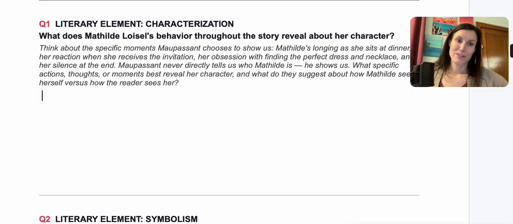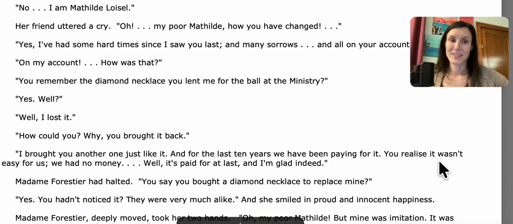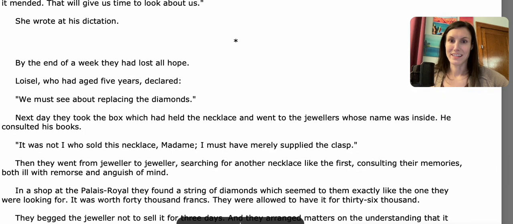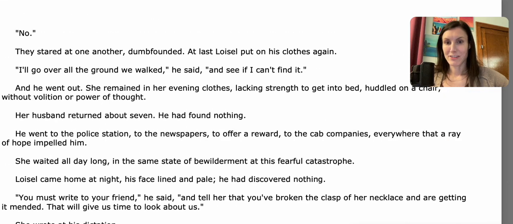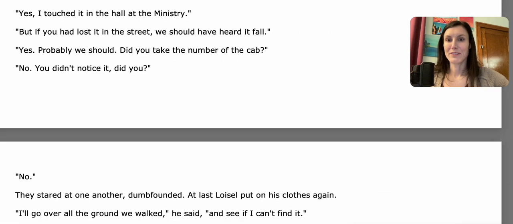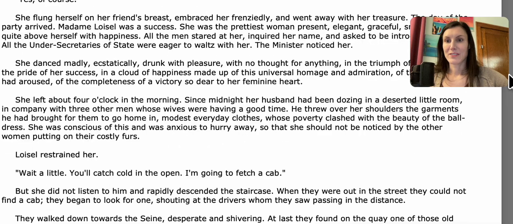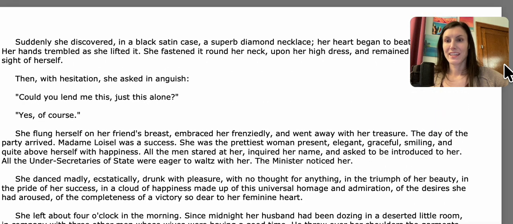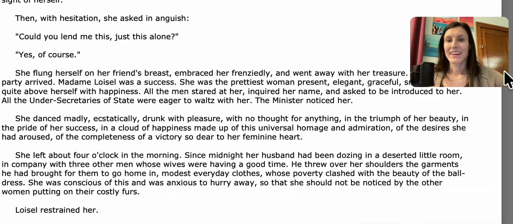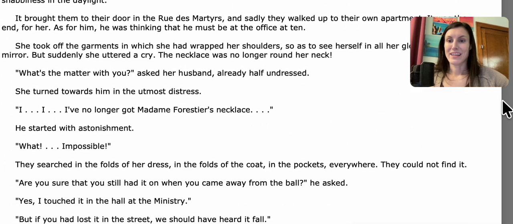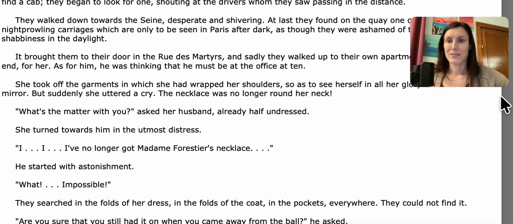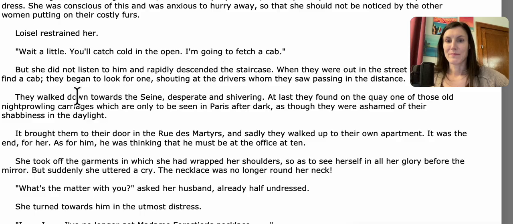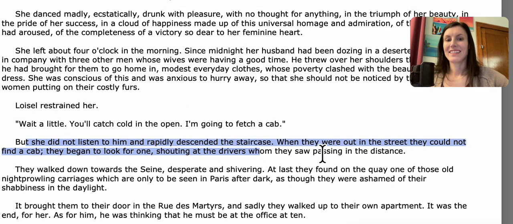careless when she runs out, easily embarrassed, because the climax of the story is when she loses a necklace. And the reason that she had rushed out of the ball was because she felt her coat was shabby compared to everyone else's fur coats. So this is when her husband had told her, she did not listen to him and rapidly descended the staircase.